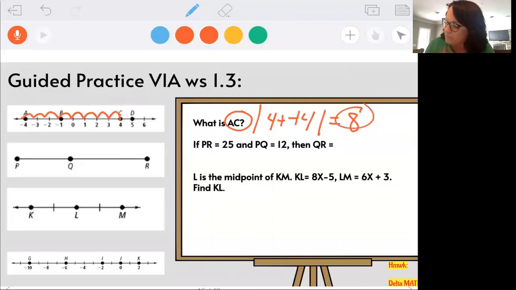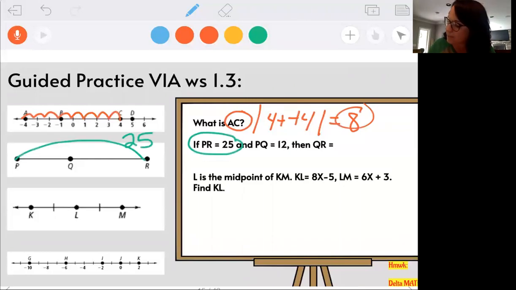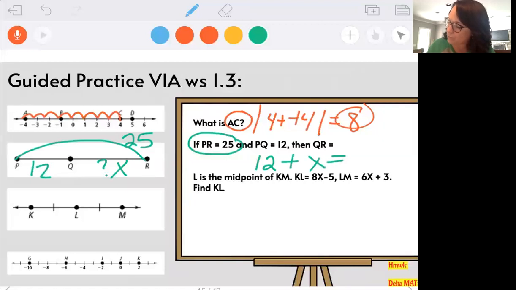The next one, if PR is 25, for these you have to decide, is that the whole way or a piece? That's the whole way. I'm going to be adding up to 25. PQ is 12. Find QR. I don't know, but I'll call it X, and I'll say from P to Q plus from Q to R equals 25. So to solve that for X, I'd need to subtract the 12.